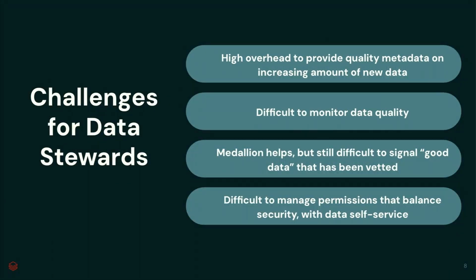Let's start with the problem of data curation that data stewards face. First, there is a significant amount of overhead in maintaining high-quality metadata. As data volumes grow exponentially, keeping that documentation up to date and comprehensive becomes increasingly difficult. Second, monitoring data quality is inherently complex. It's not just about verifying the presence of data, but also about understanding freshness, completeness, and ensuring the upstream jobs are functioning as expected. Detecting anomalies and preempting issues are often quite manual and time-consuming.